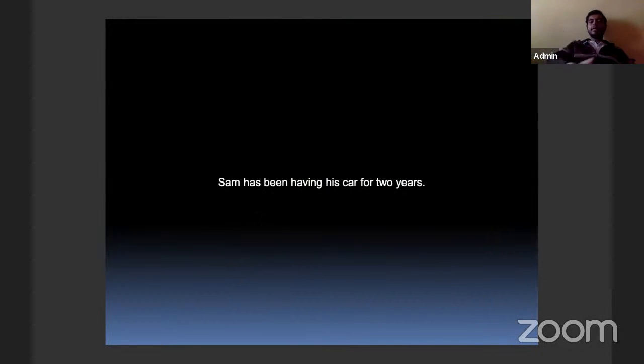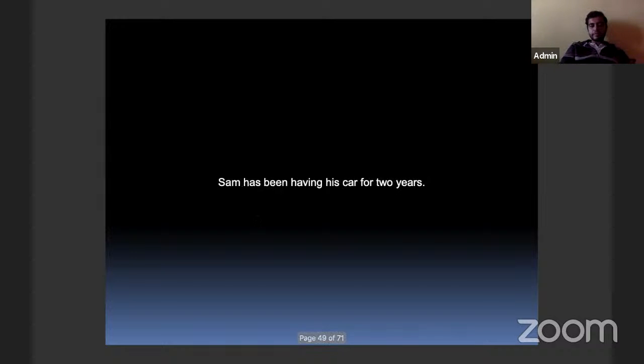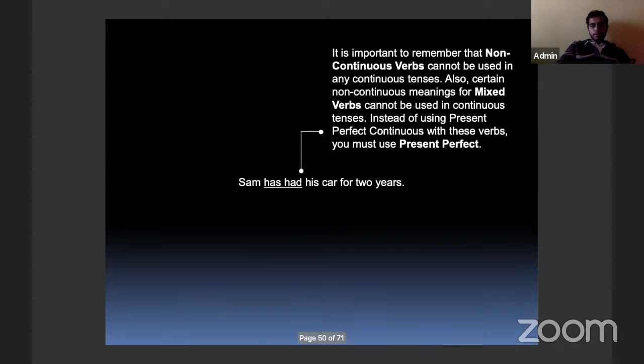Now in this, look again, it is a non-continuous verb: "having a car." So you cannot use the continuous form of tense, so you have to use "has had," present perfect, instead of present perfect continuous. This is present perfect continuous for a non-continuous verb, so it is wrong. For a non-continuous action or non-continuous verb, you have to use present perfect.